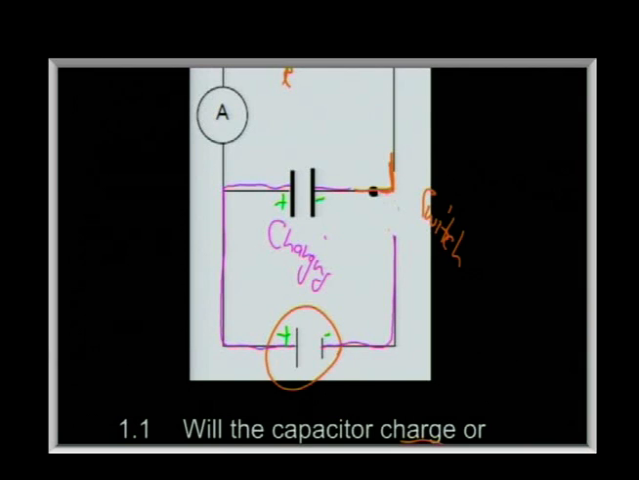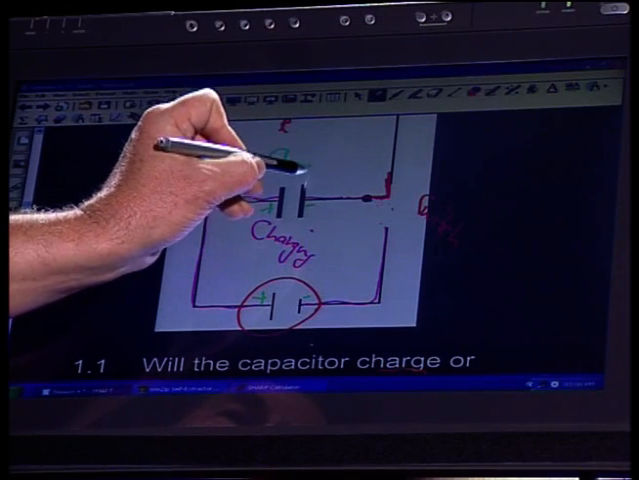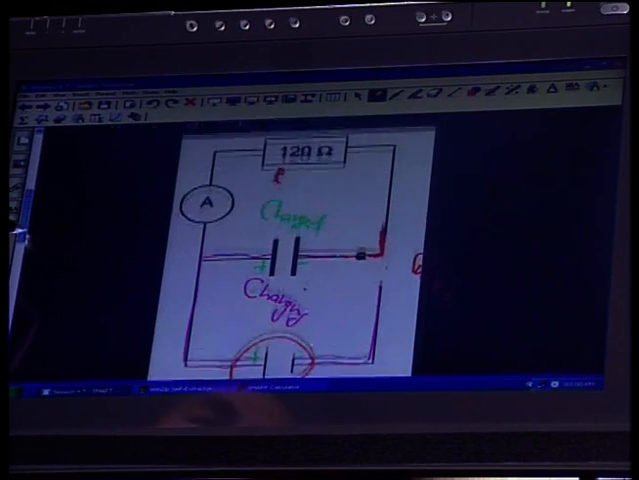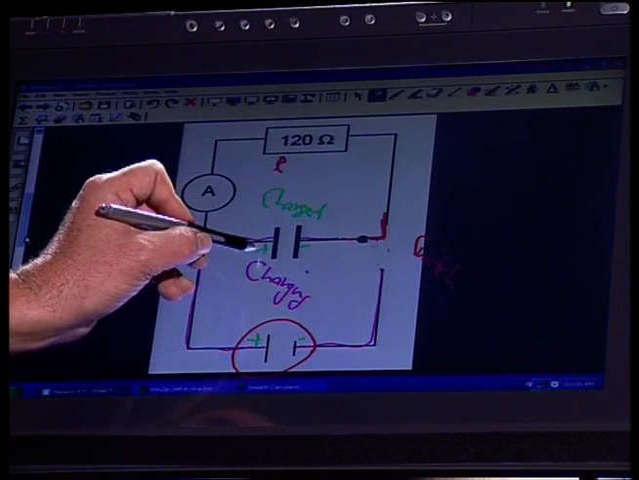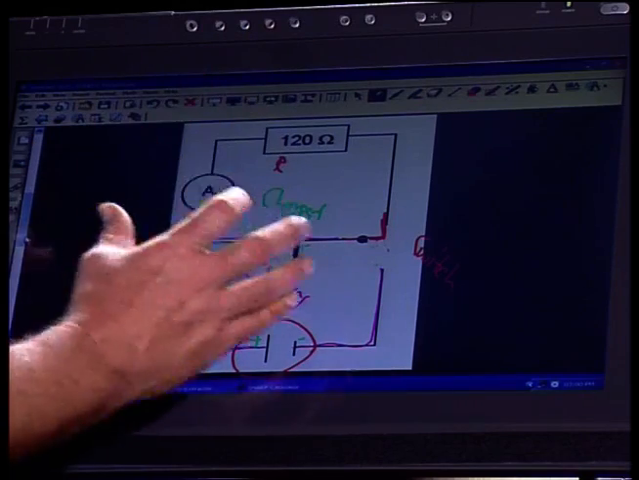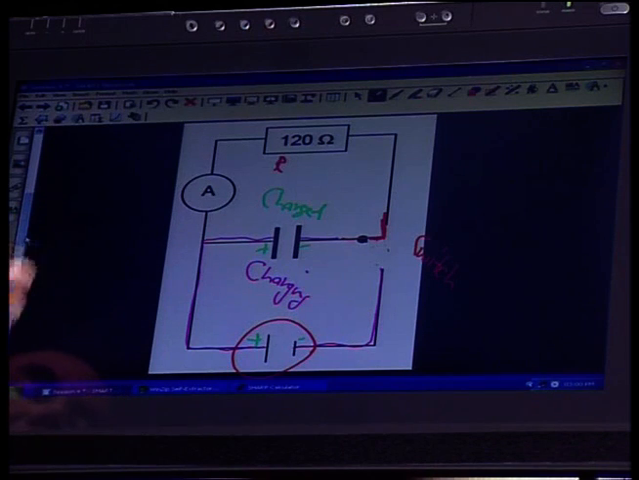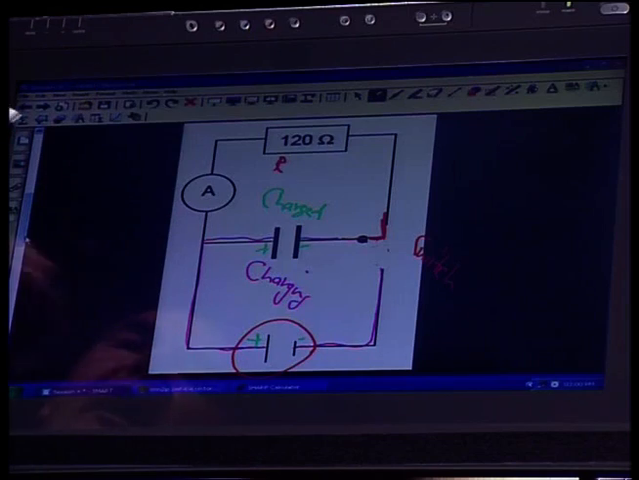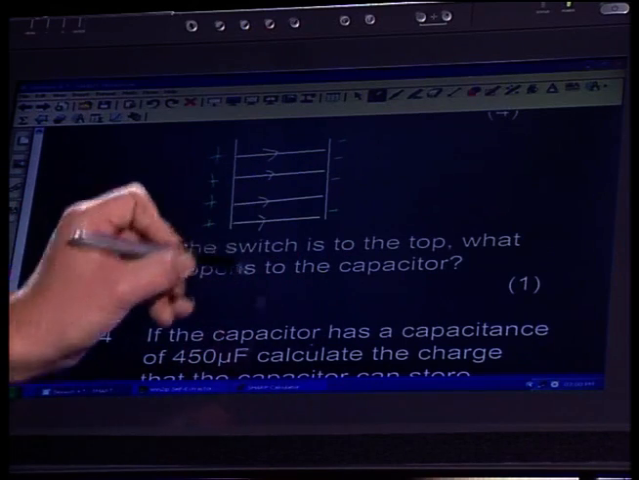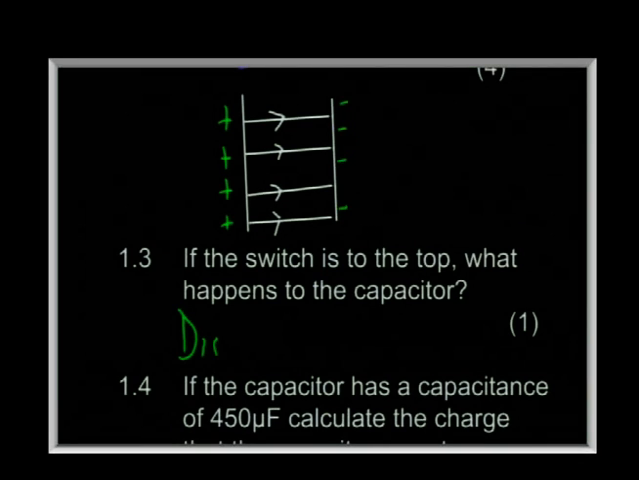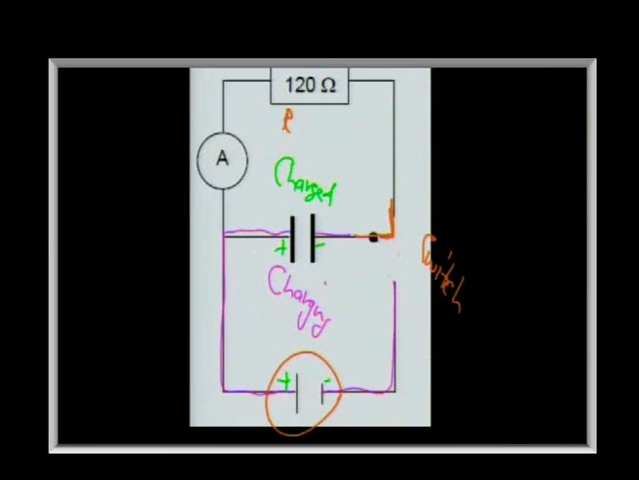What's going to happen? Remember, this was fully charged, so this was charged. And what happens now when we've got a circuit with a positive charge over here and a negative charge over there? That's potential difference. It's energy, electrical energy that is stored. There's going to be a movement of charge. So what if the switch is at the top, what happens to the capacitor? It will discharge. You can't keep the charge there on its own. It's going to discharge. There will be a current in the circuit.